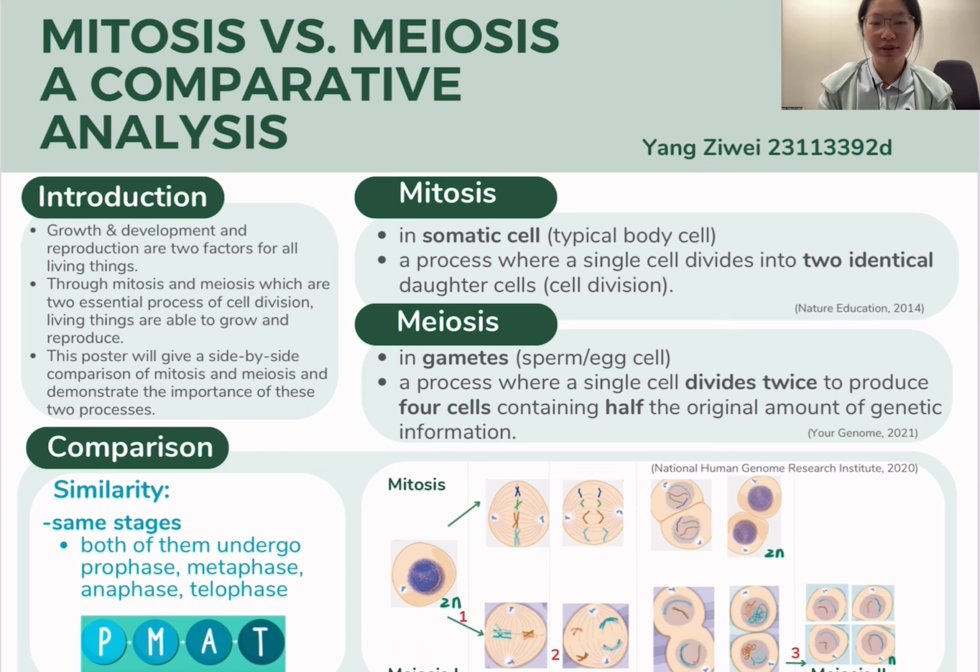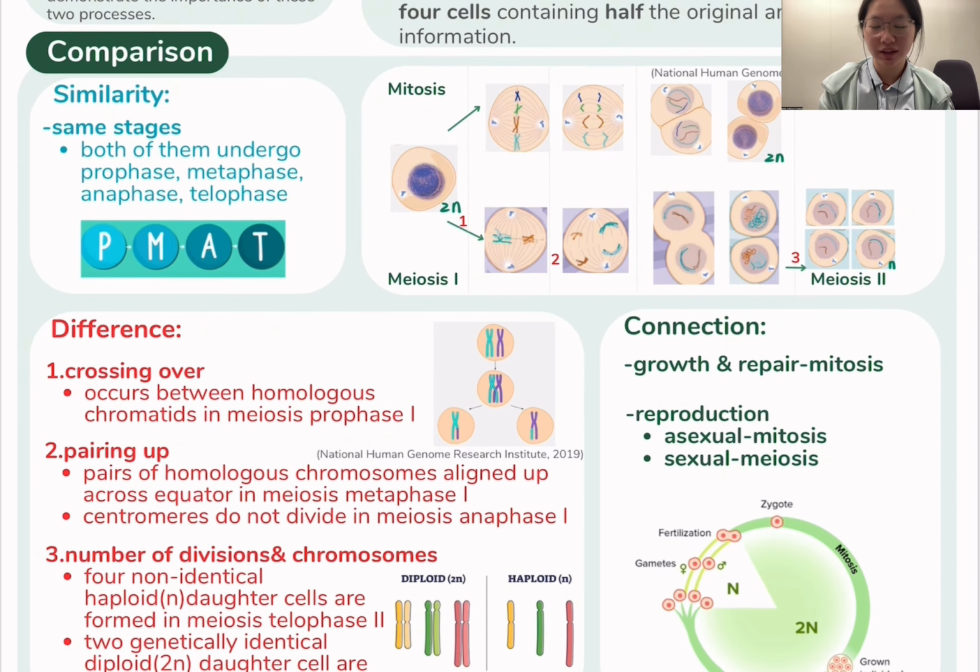First, I would like to introduce them a little bit. Mitosis is a process happening in somatic cells, which means a typical body cell like a skin cell and so on, while meiosis results in germ cells like sperm cells and egg cells. And then I will discuss the process of these two in detail.